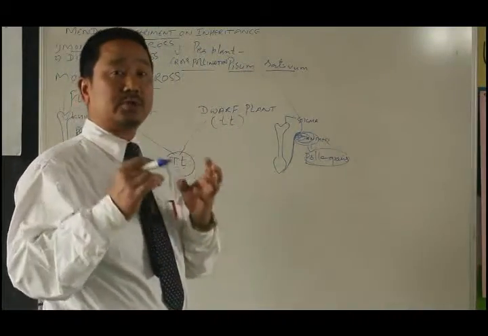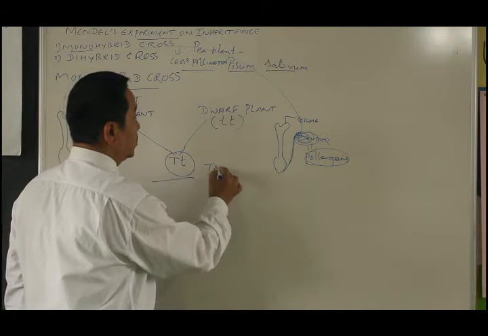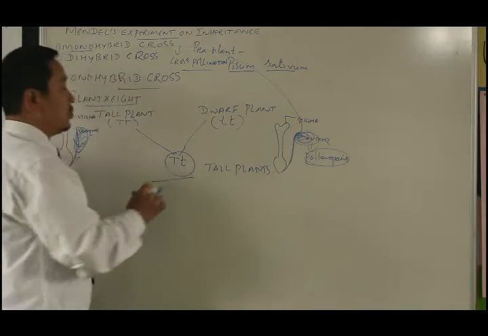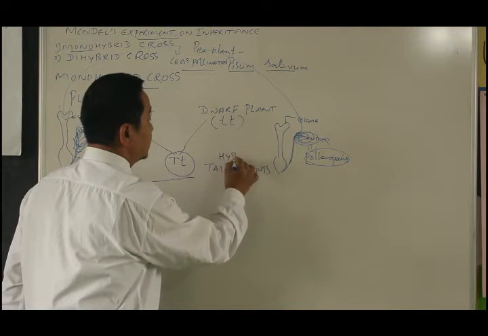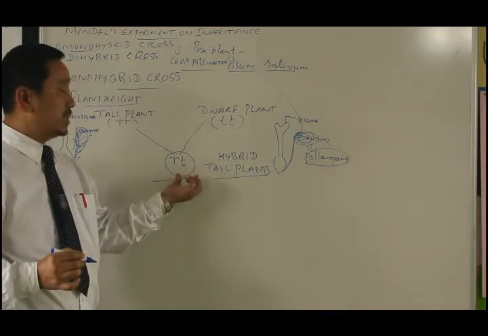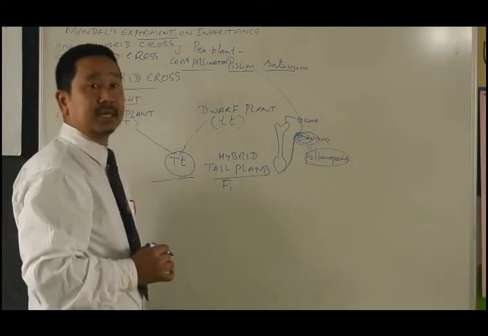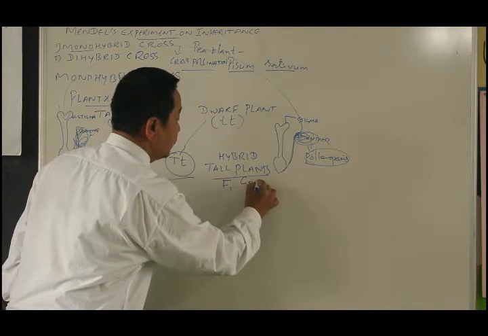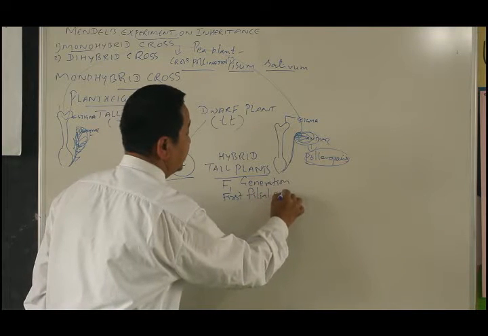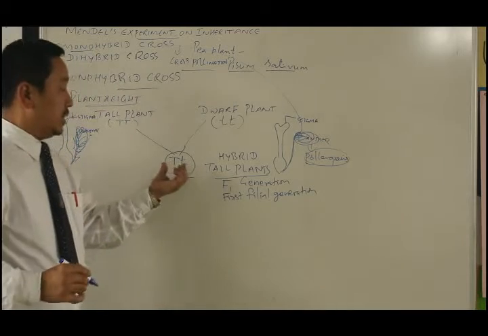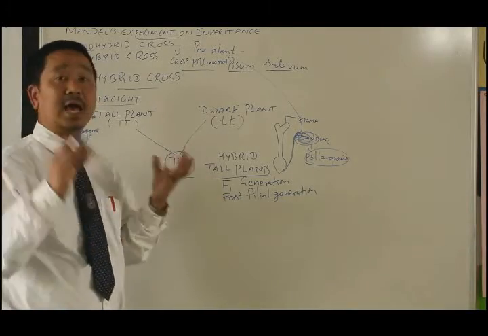From those resulting seeds, what kinds of plants were produced? He saw that all the plants produced were tall plants. All the plants produced in this generation were tall. What kind of tall plants? Hybrid tall plants. And he named this generation the first filial generation, F1 generation. So this resulting series produced all tall plants, but hybrid tall.